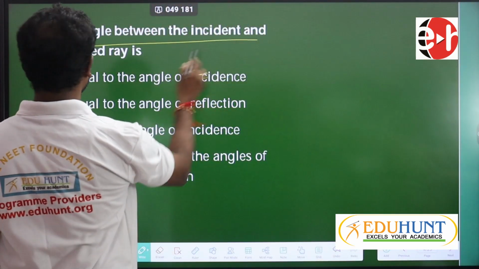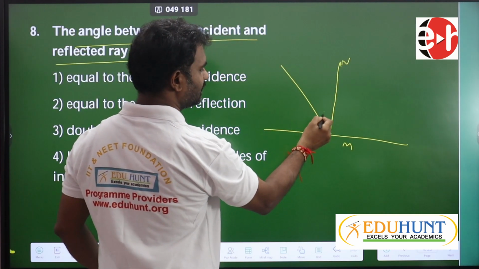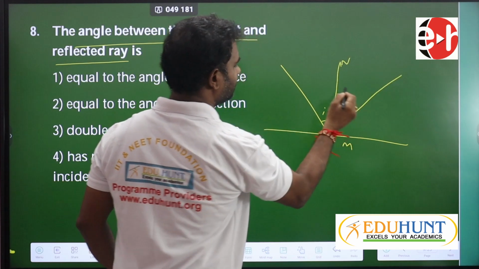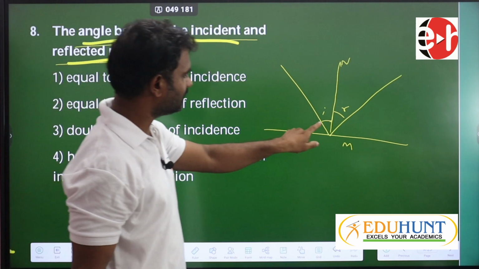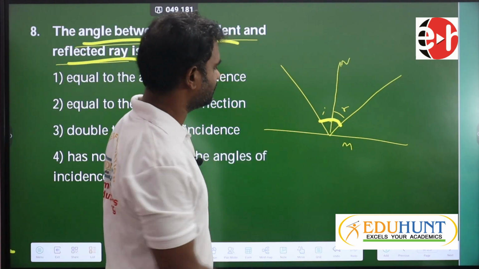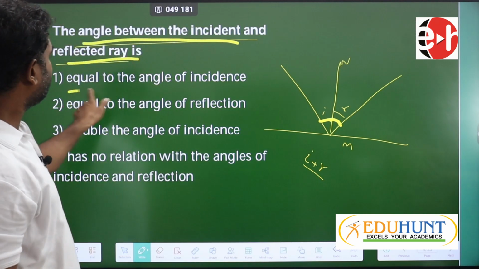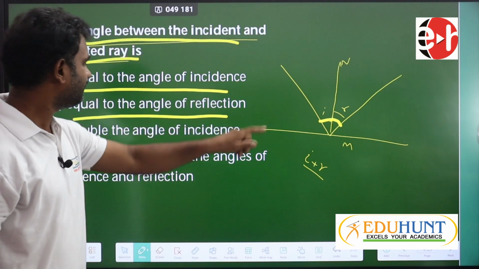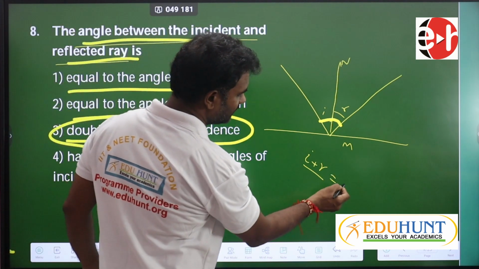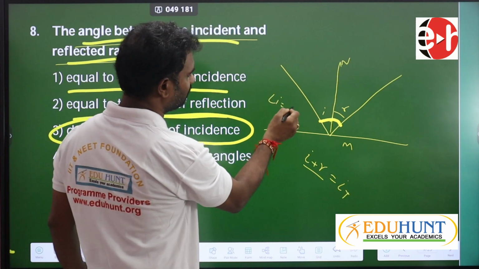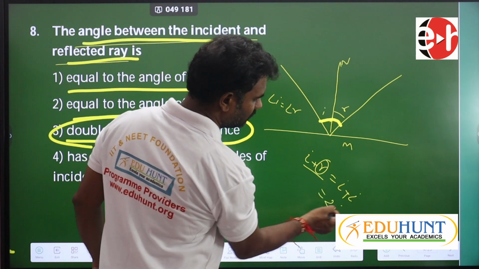The angle between the incident and the reflected ray is, this is our normal, this is our incident ray and this is our reflected ray. What is being asked? The angle between the incident ray and reflected ray is nothing but I plus R. Let us check the options. Equal to the angle of incidence? No. Equal to the angle of reflection? No. Double the angle of incidence. See, I plus R can be written as I plus I, as you know angle I is equal to angle R, which is equal to 2I.